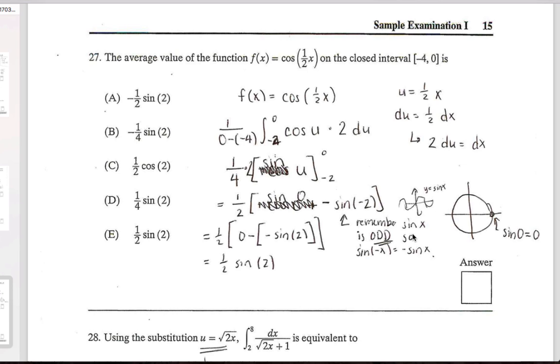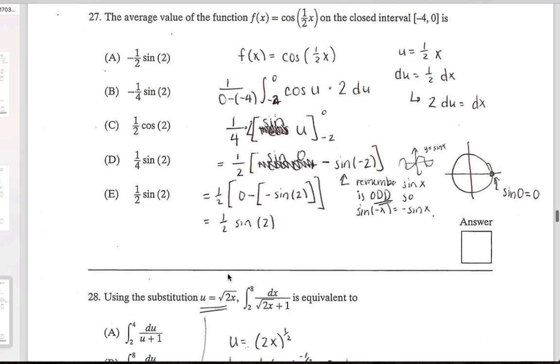You have to remember that the sine function is an odd function. It's odd because, remember, it looks like this. And so, since it's odd, you know the sine of negative x is negative sine of x. It's the opposite. So sine of negative 2 is going to be the opposite of the sine of 2. And so a negative sine 2 is just sine 2. And then we have the 1/2 because we're taking the average value. So that's the answer to that problem.